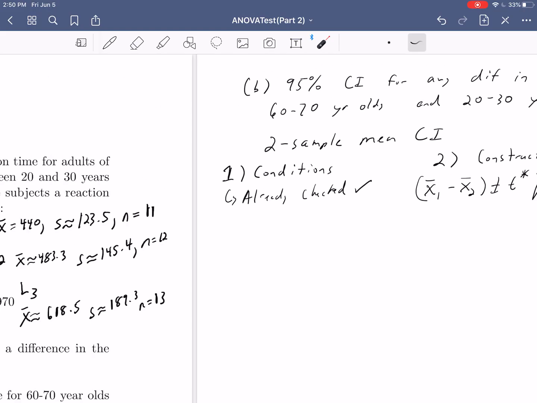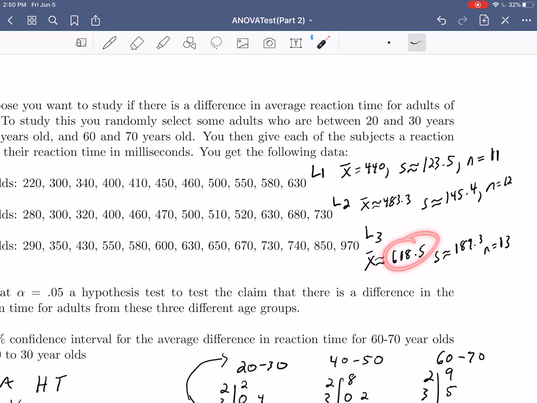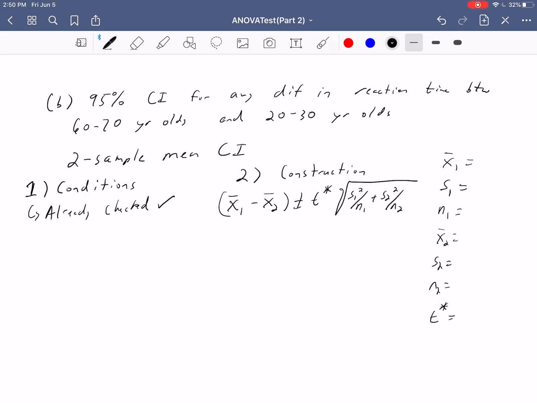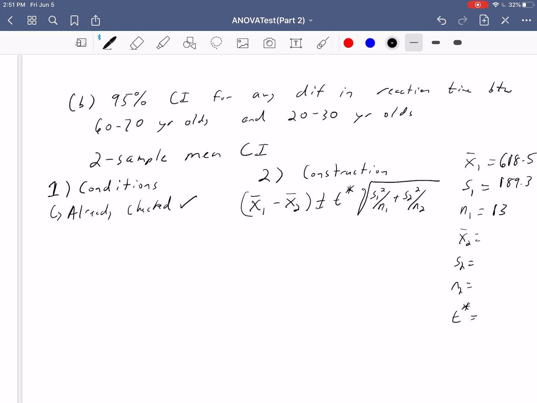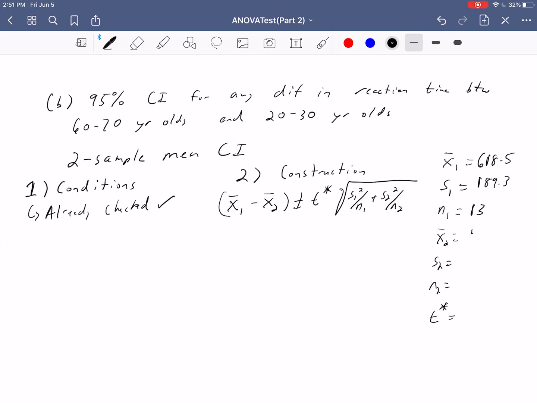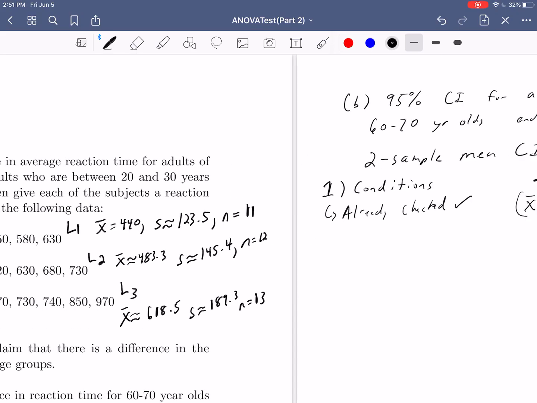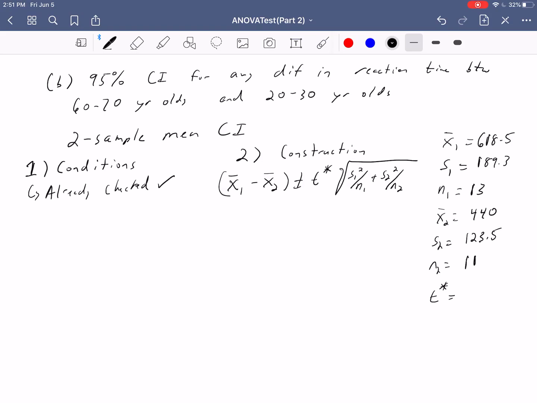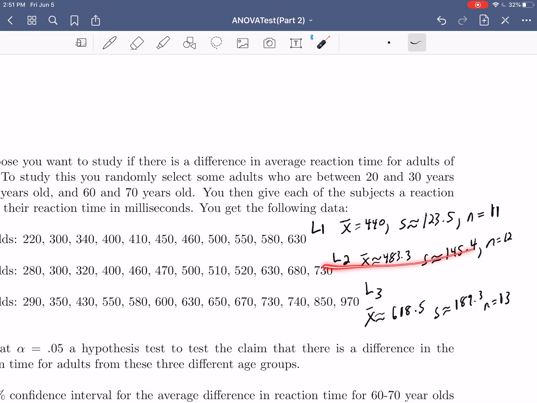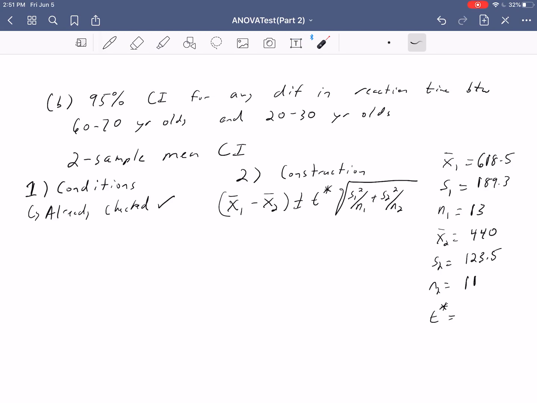The first set will be the 60 to 70-year-olds. So it looks like 618.5 and 189.3. And I believe the sample size was 13. Let's just confirm all that. Yep, so that was all the stuff from the 60 to 70-year-olds. And then 20 to 30-year-olds, we had 440, 123.5, and a sample size of 11. Notice that we're just completely ignoring L2, the group of 40 to 50-year-olds, because it's just not mentioned that that's what we're going to be interested in here. So we're just using the 60 to 70-year-olds here, the 20 to 30-year-olds here.